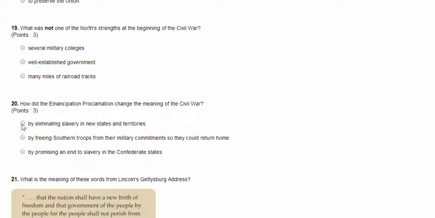Number 19, what was not one of the North's strengths at the beginning of the Civil War? Several military colleges, well-established government, or many miles of railroad tracks? Number 20, how did the Emancipation Proclamation change the meaning of the Civil War? By eliminating slavery in new states and territories, by freeing Southern troops from their military commitments so that they could return home, or by promising an end to slavery in the Confederate States.